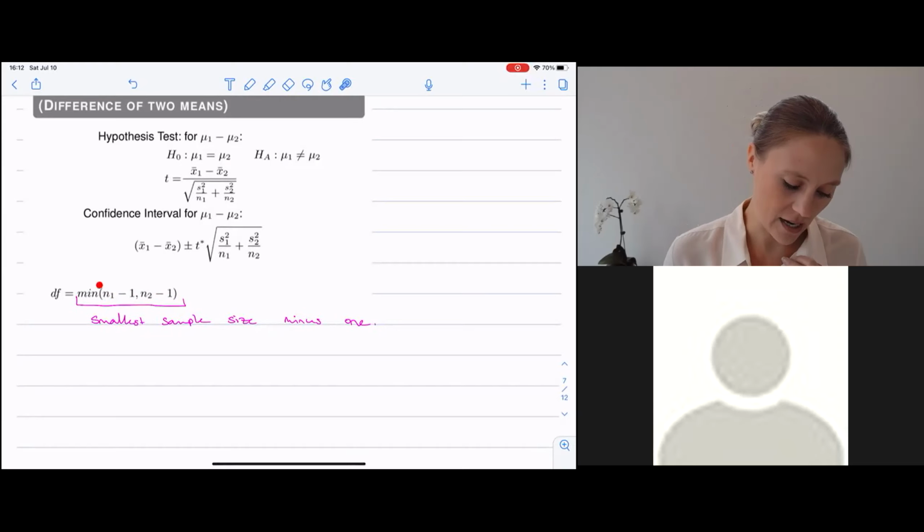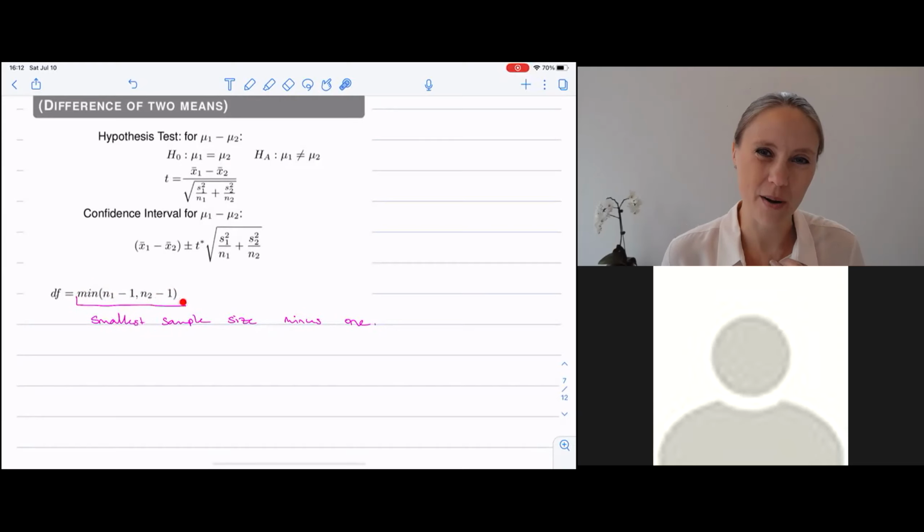There is actually a more complicated degrees of freedom formula, which software uses. So if you're ever running software and it gives you a different degrees of freedom, it's able to compute that difficult degrees of freedom very easily. We're just using this for simplicity's sake, and it gives us good enough results.